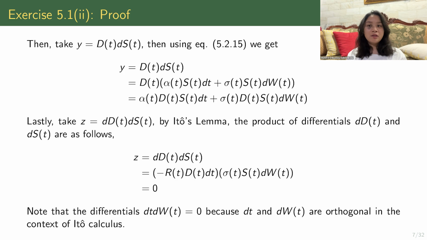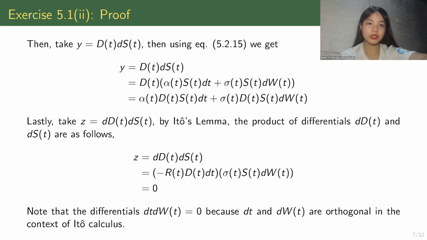We then take y, which is equal to the product of D(t) and the differential of S(t). Now, using equation 5.2.15, we get D(t) times α(t)S(t)dt plus σ(t)S(t)dW(t), which then results in α(t)D(t)S(t)dt plus σ(t)D(t)S(t)dW(t).